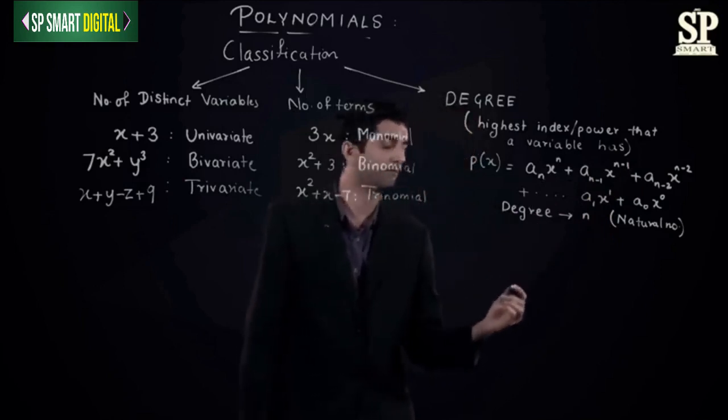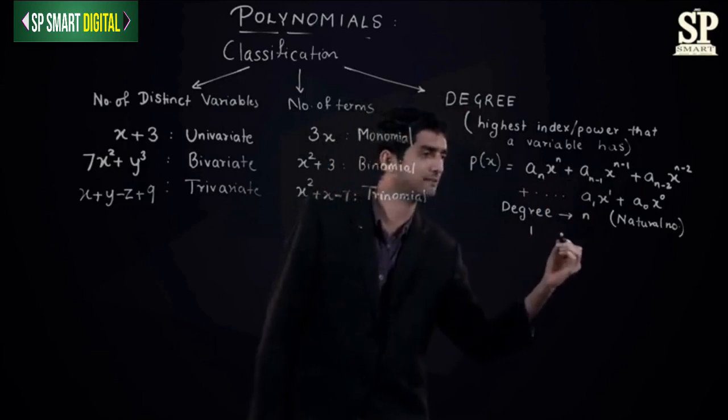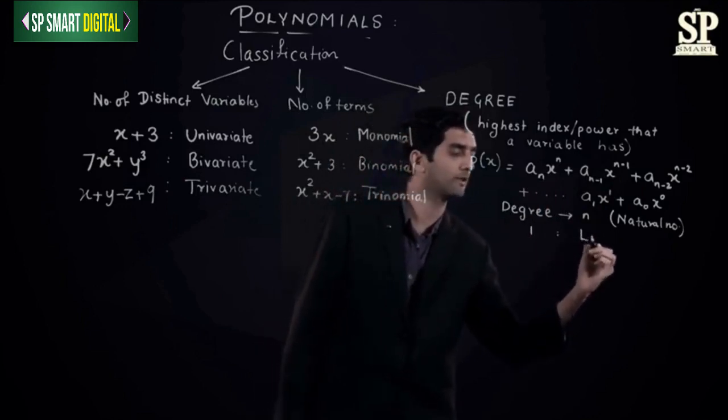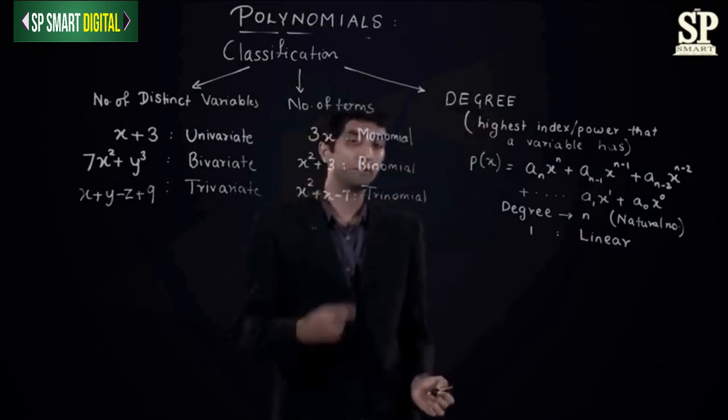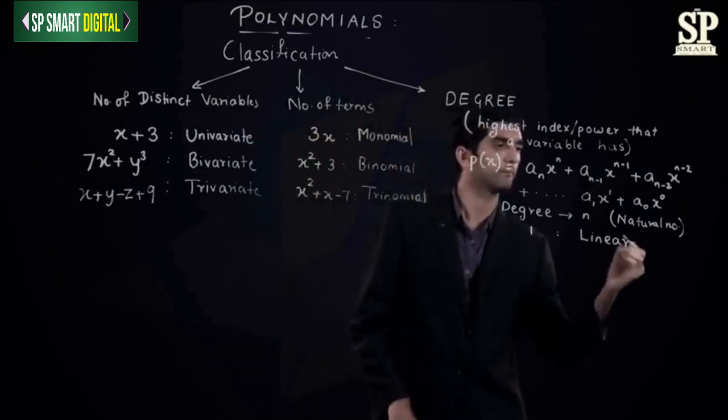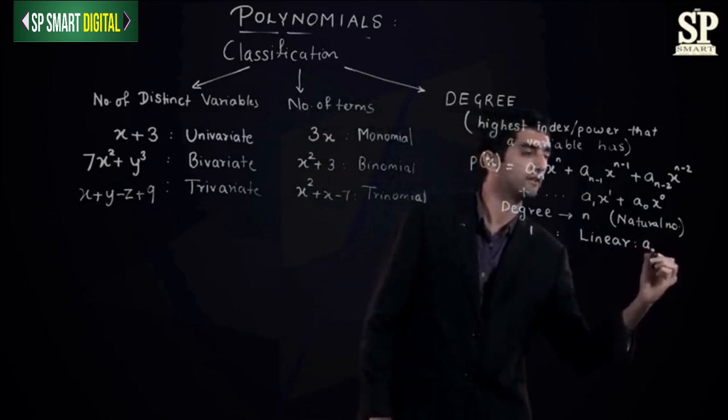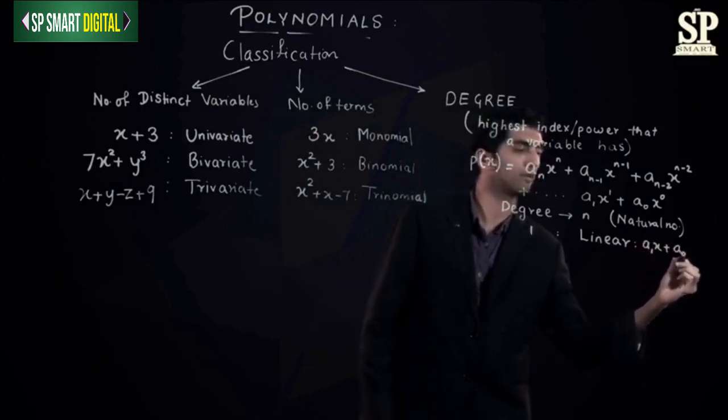So let us just define this. If degree is 1, then that polynomial is called a linear polynomial, right? Because then there will be only two terms of this kind, a1x plus a0, right?